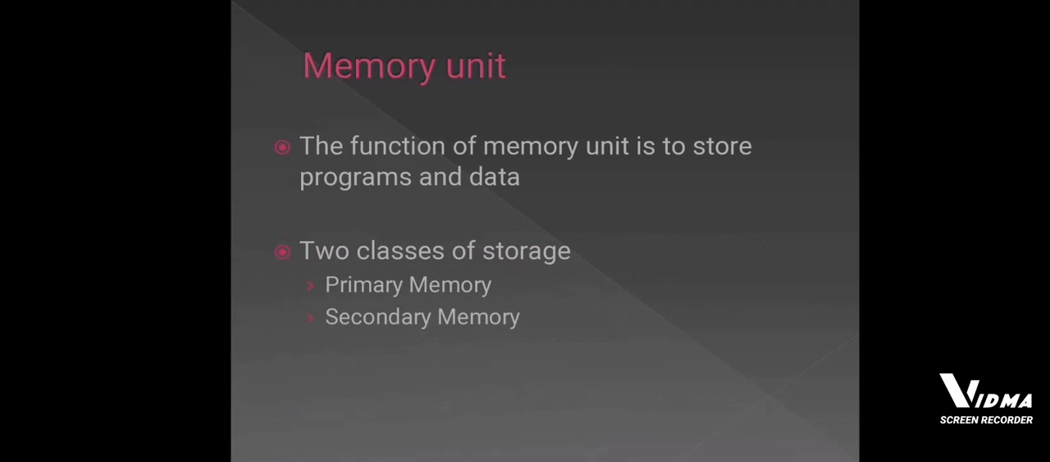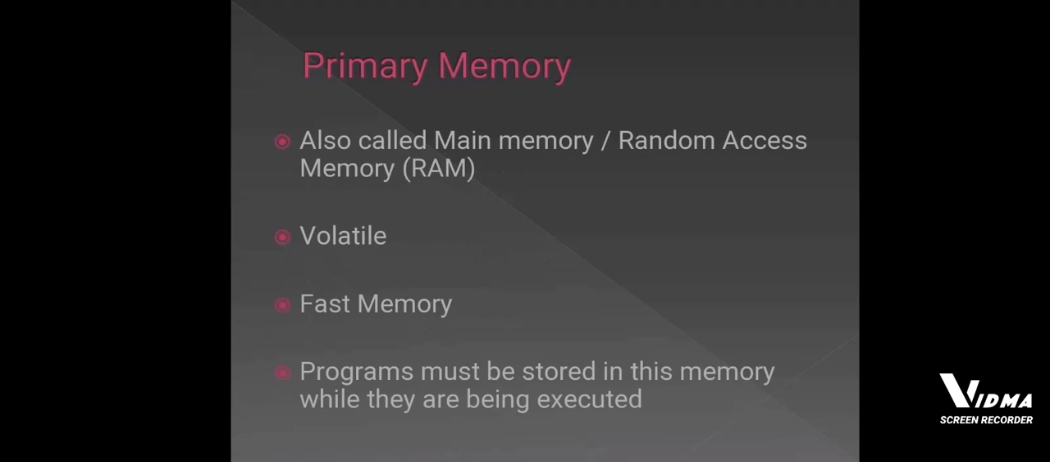The second unit is the memory unit. The function of the memory is to store the data and programs. There are 2 types of memories, primary memory and secondary memory. Primary memory is also called main memory or random access memory. It is a volatile memory. Volatile means the data stored in the memory will get erased if the system is switched off. And it is also the fastest memory.